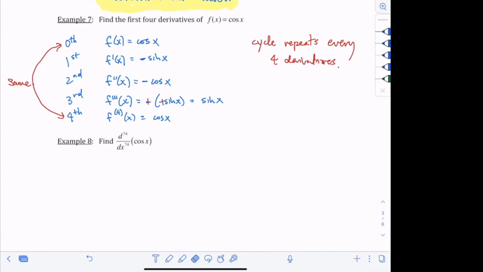This looks terrible. Oh my God. Derivatives. Okay.